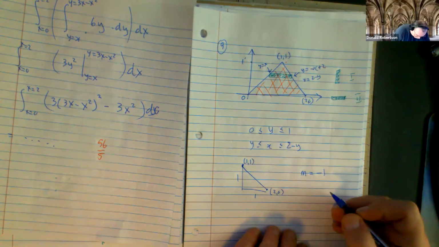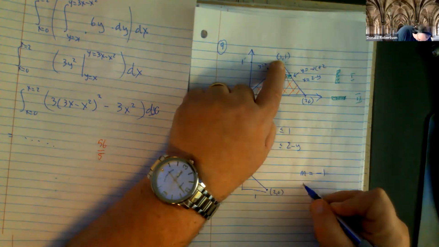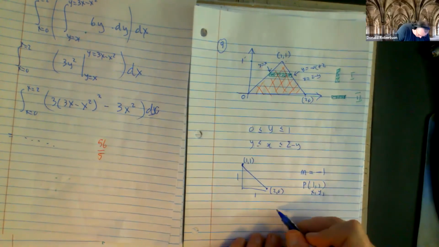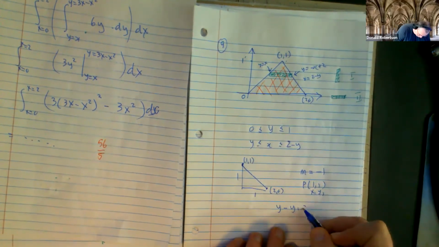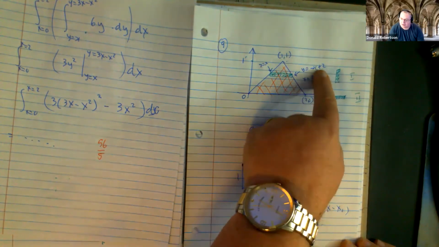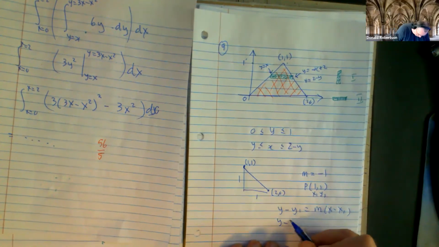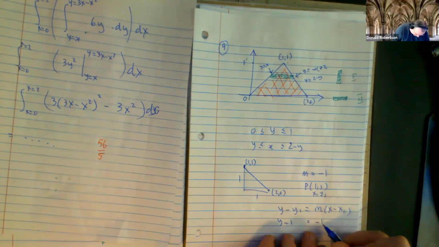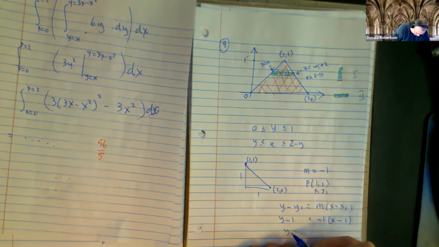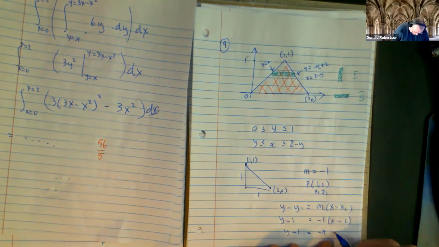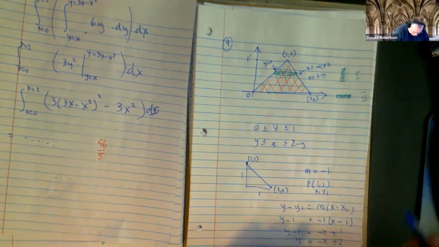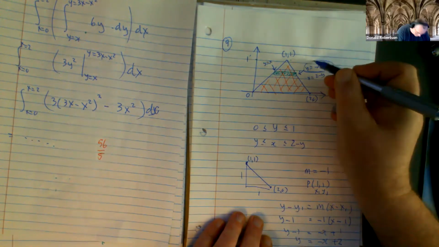Now, I'm going to pick a point that I know is on the line. I'm going to call that x1 and y1, and I'm going to use the point slope equation. With a bit of luck, it's going to end up looking like that guy. So it's going to be y take away 1 equals negative 1 times x take away 1. It's y take away 1 is negative x add 1. That's y equals negative x add 2. So that's where I got this guy from.